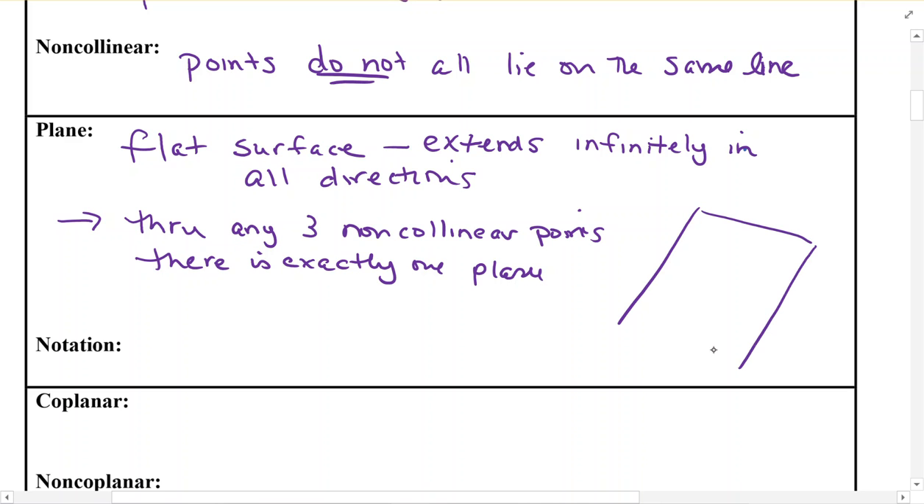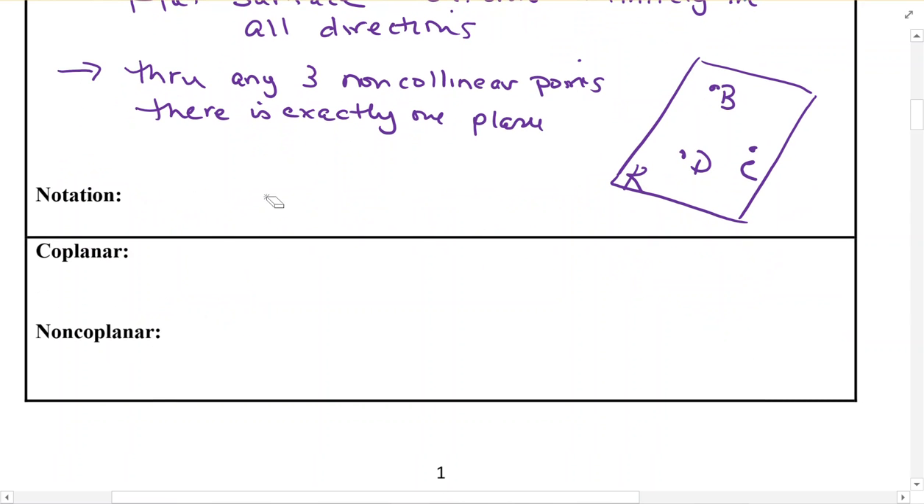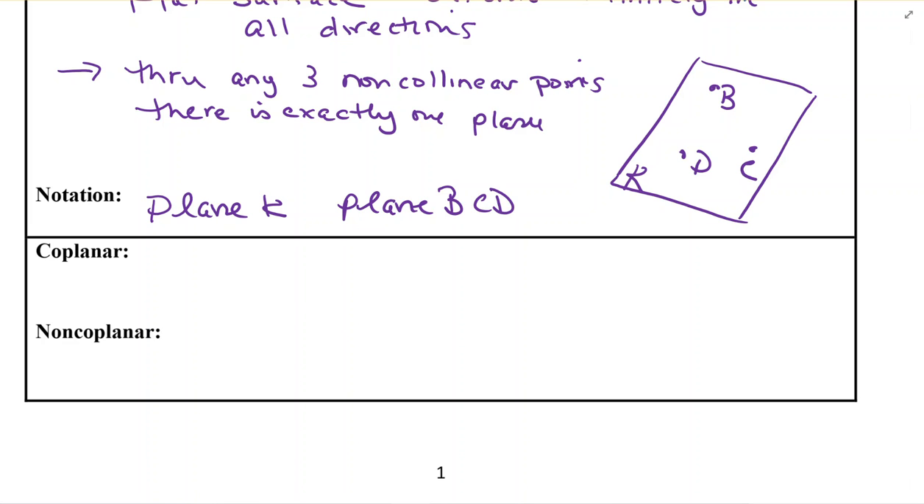So let's draw an example here. Let's put points B, C, and D, and we'll put a script capital K there. We can call this plane K. Oops, that didn't come out very clear. Or we could pick 3 non-collinear points, plane B, C, D, and those are the 2 ways that if you were asked to name a plane or write down what plane you're looking at, you could write it either way.